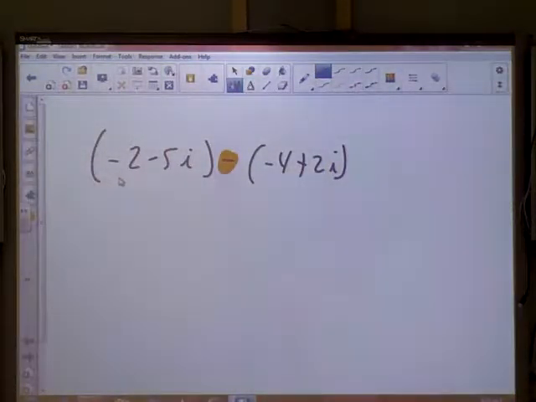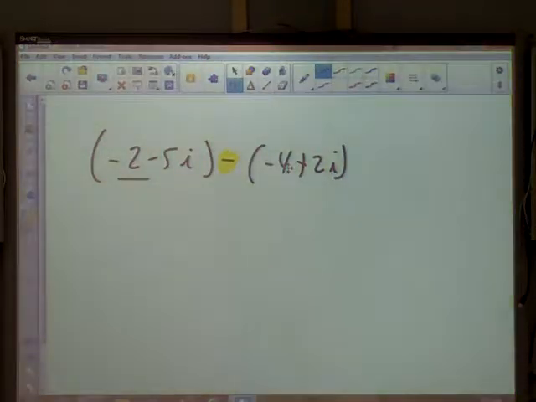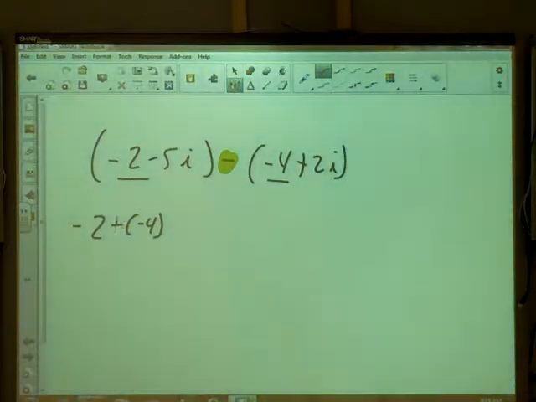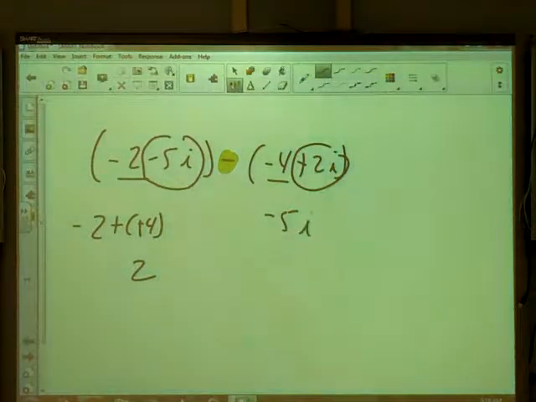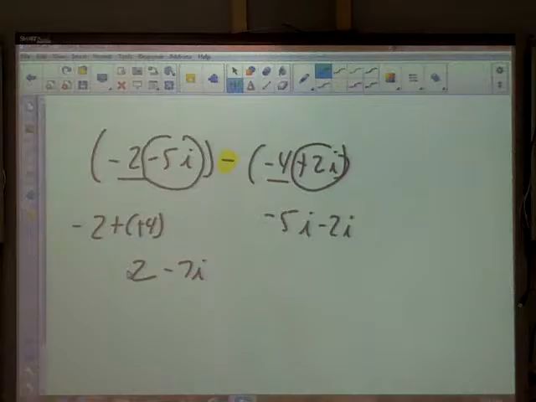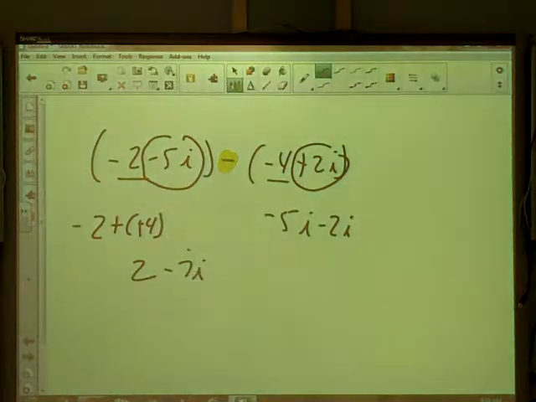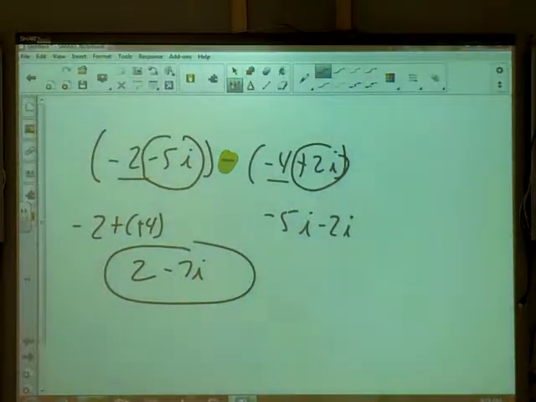My real numbers, negative 2 minus negative 4. If I do negative 2 minus negative 4, that gets me 2. Then on my imaginary part, negative 5i minus 2i is negative 7i. Standard form is a plus bi, so I'm already in real and imaginary, so circle that. That's your answer. That screwed me up at first because I tried to pull it.